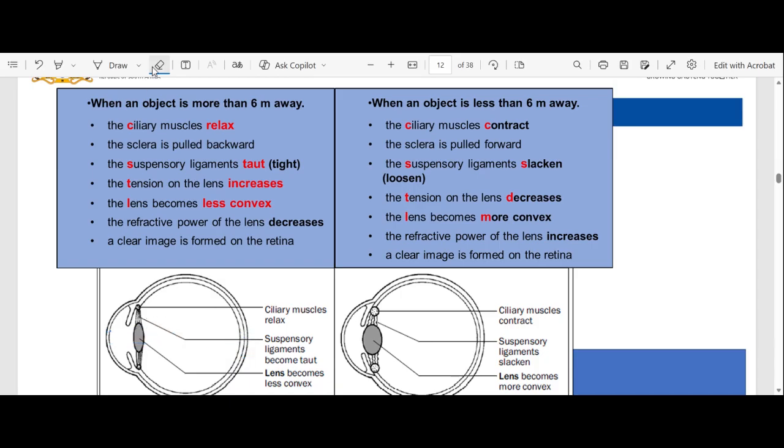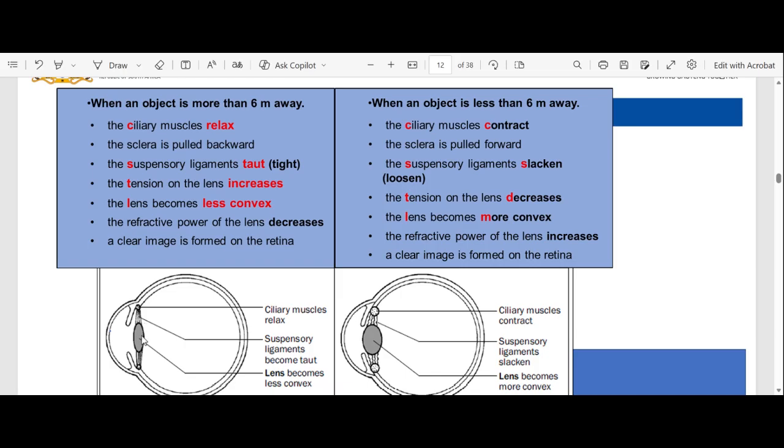Okay, let's continue. And so what happens when an object is more than 6 meters away? So your ciliary muscles relax, right? They go back to their relaxation state. So they relax, as you can see, your ciliary muscles are relaxing. And when your ciliary muscles relax, they do what? They make your suspensory ligaments taut. You can either say taut or tight, right? As you can see, your suspensory ligaments become tight, right?